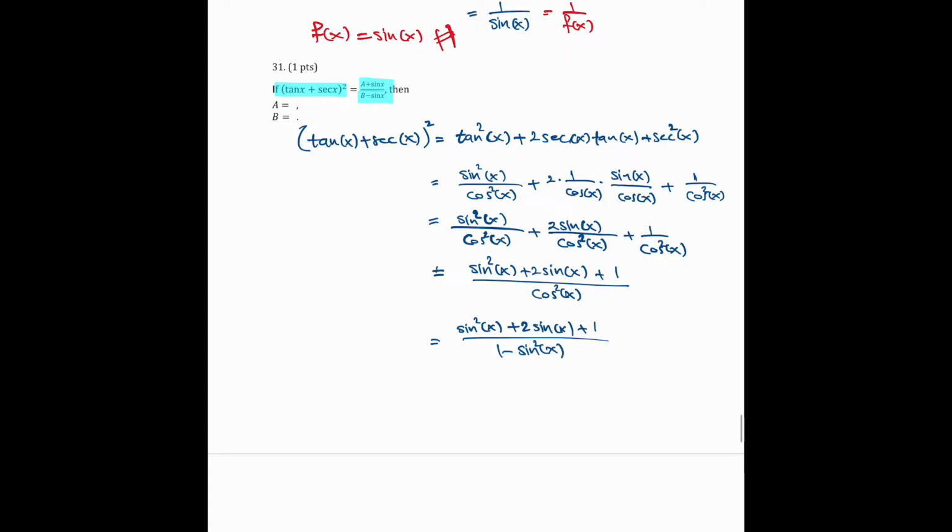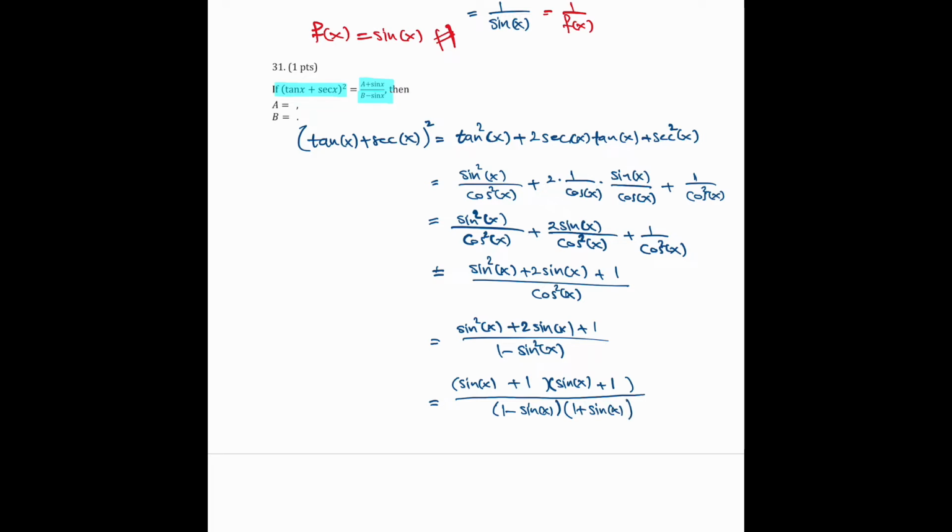I'm going to factor the numerator and denominator. So the numerator factors into sine x and sine x here as well. And then I need two numbers. The product is 1 and their sum is 2. That is 1 and 1. So if you multiply these again, you're going to end up with the same expression at the top. 1 minus sine squared, this is a difference between two squares, so it's 1 minus sine x times 1 plus sine x.